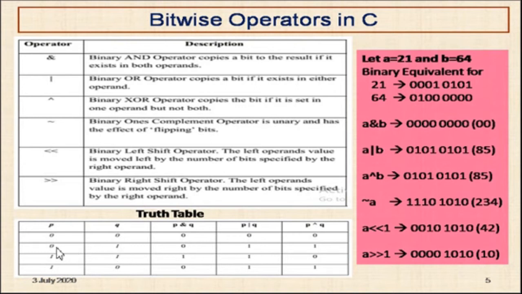So here, for the first condition, 0 0, for this case alone the output is 0. For the other cases, any one of the inputs is 1, any one or both are 1, and the output is 1.